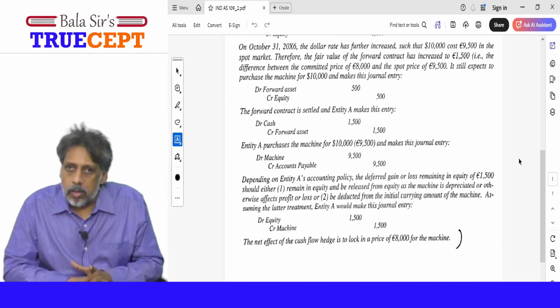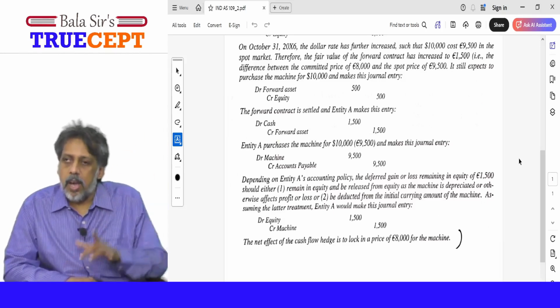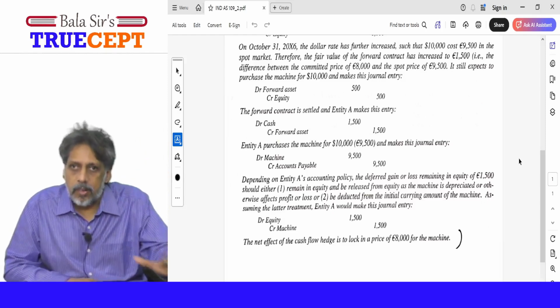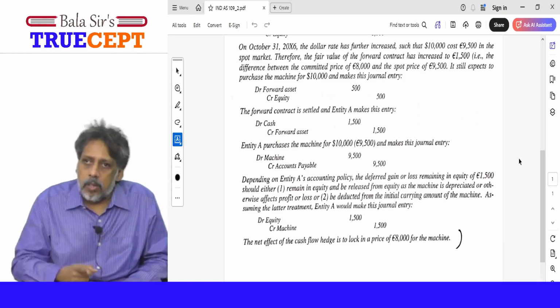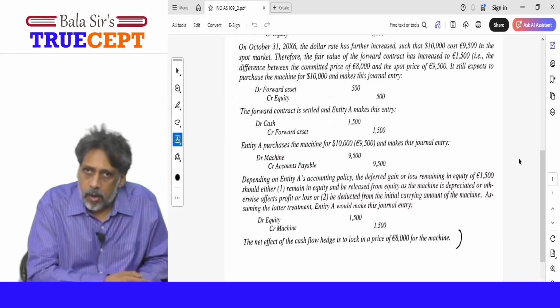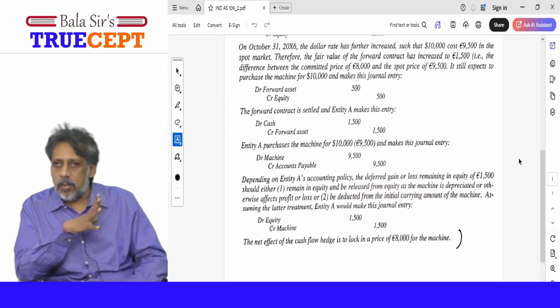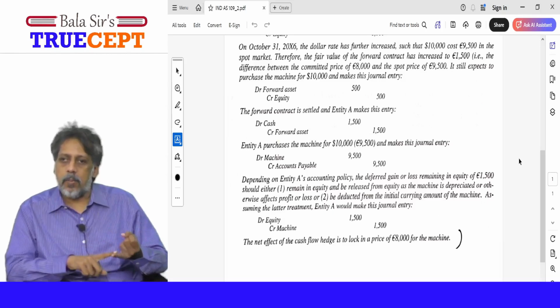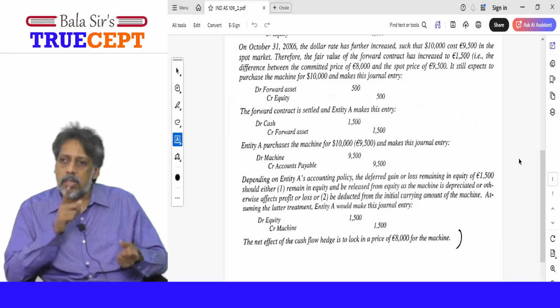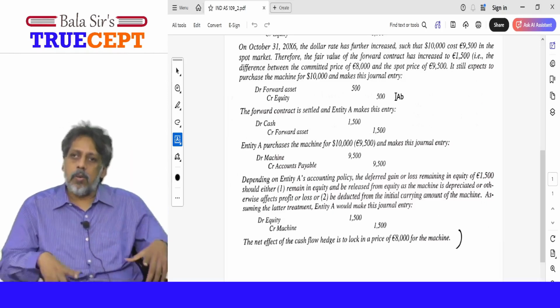In case you want to close the position on that day, which you can because that is the expiry day, you can sell the currency for how much? 9,500. What is the profit you make? It is 1,500 euro. Of that, 1,000 was already recognized on 31st July. Now, what is the further gain? Another 500 euro, right? Yes. Now, for that, what is the entry? You debit the forward asset receivable to other comprehensive income - cash flow hedge reserve. How much? 500 euro.